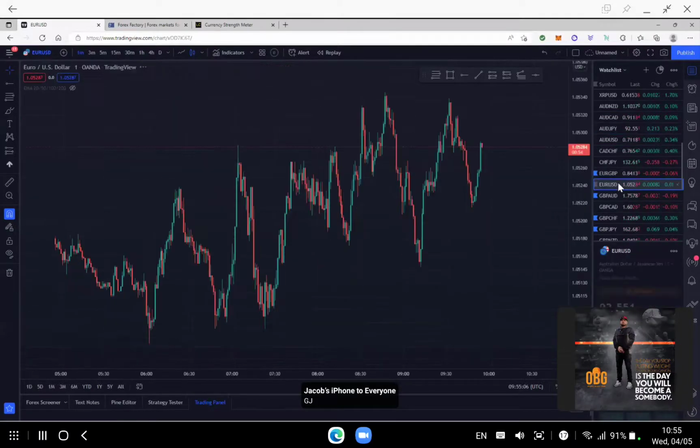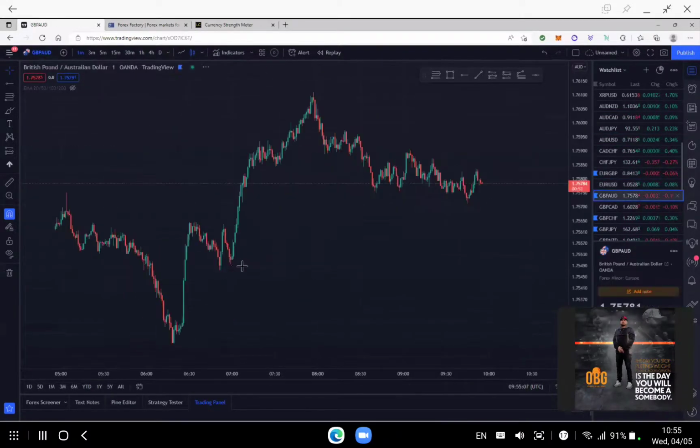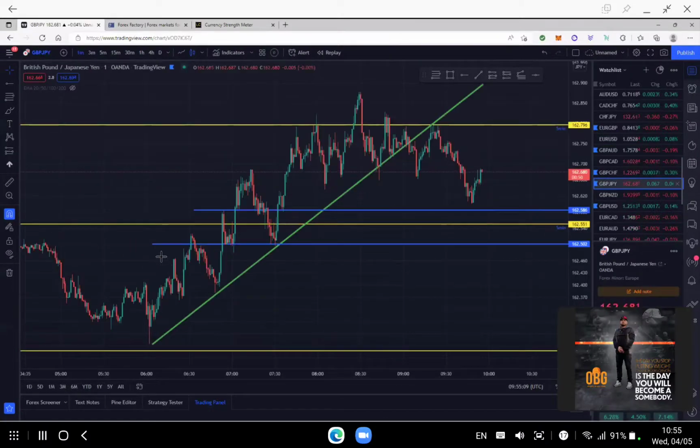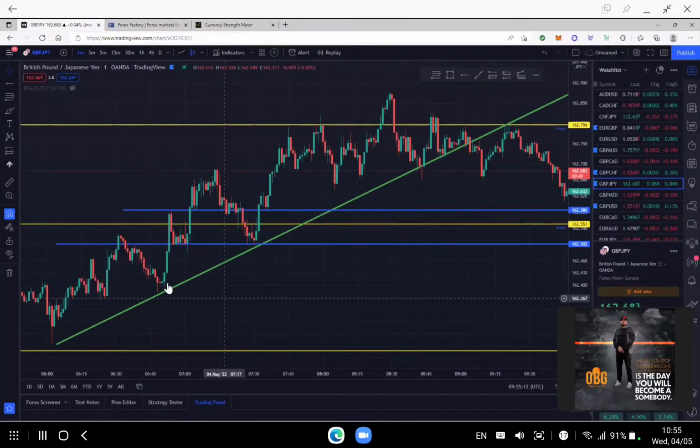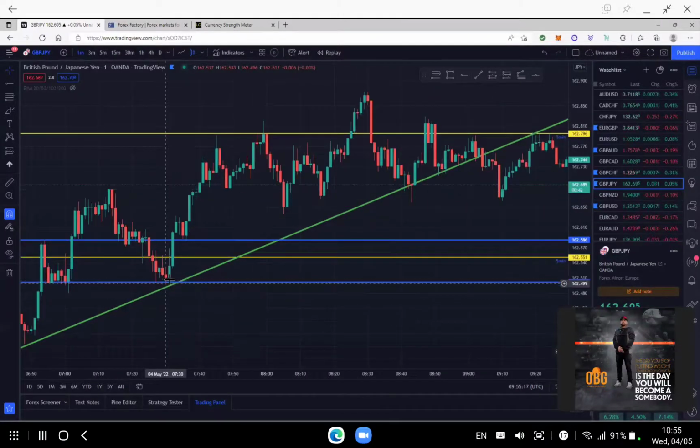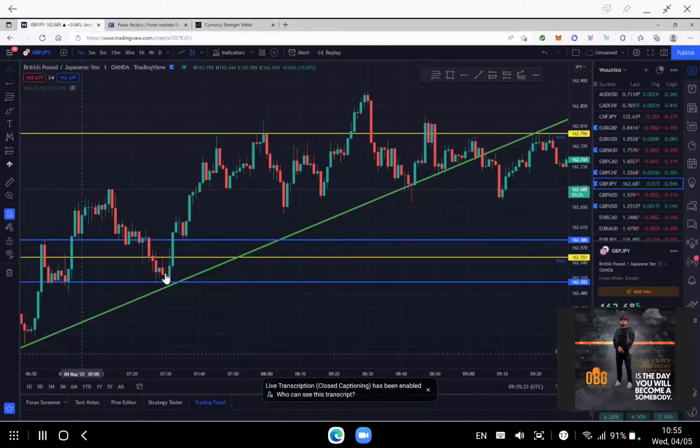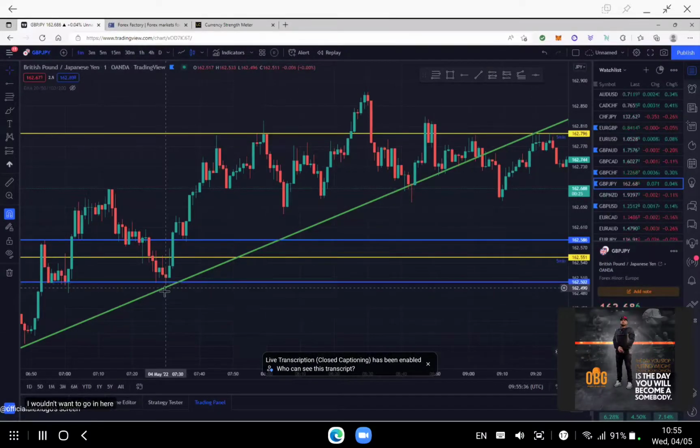GJ? Perfect. Thank you. Okay, so the confirmation candle. I would not have gone in as soon as price entered here. I would be waiting for a confirmation candle. I would be waiting for this green candle showing me that price is going to reverse and go back upwards. I wouldn't want to go in here because price can still go down. So I'm waiting for that reversal pattern.